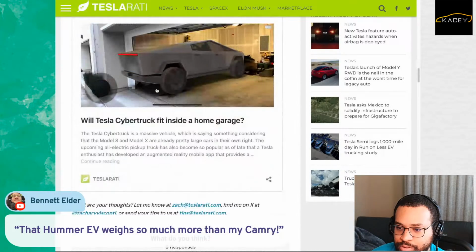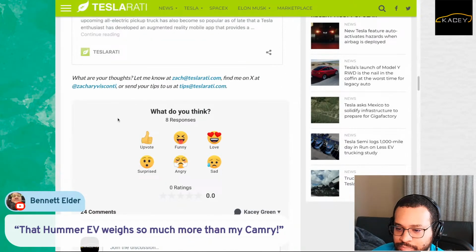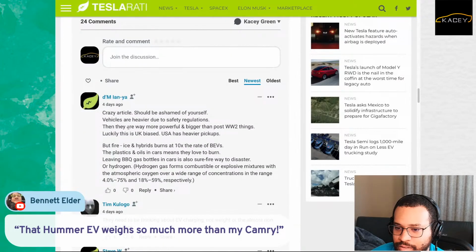The type of truck fit in a home garage. Not mine. Yes, it will. Crazy article. You should be ashamed of yourself.